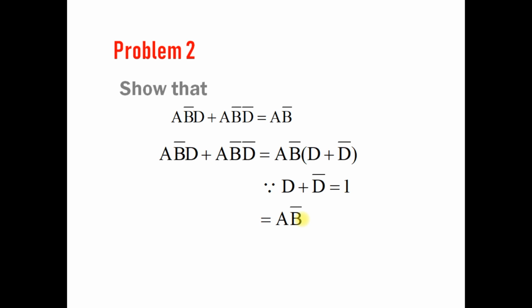Now we have to show that A B bar D plus A B bar D bar equals A B bar. To prove this one, A B bar is common and D plus D bar is 1 according to our laws, and then we get A B bar. This is how we can prove.